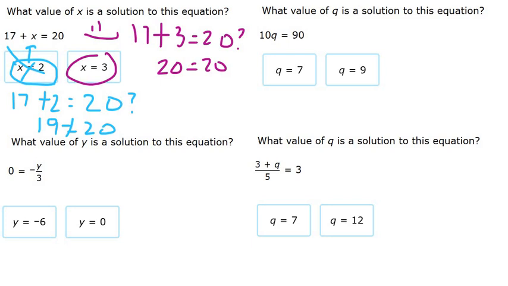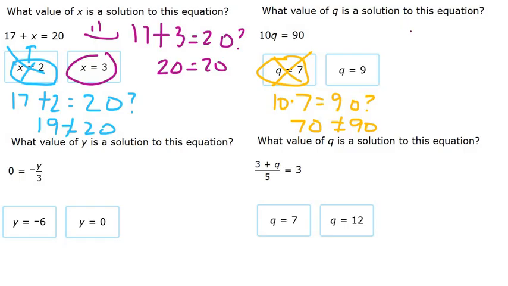So for the next one, I'm just going to put in the first choice for each one of these first, just to see. So 10q means 10 times q. So if we're testing this one, does 10 times 7 equal 90? Put this in a calculator, or if we don't know it, 10 times 7 is 70, and that does not equal 90. So that one would be wrong.